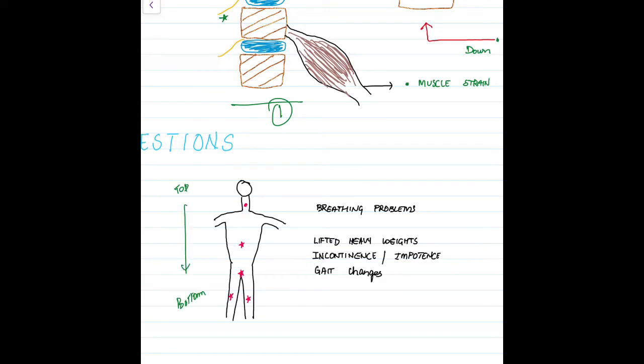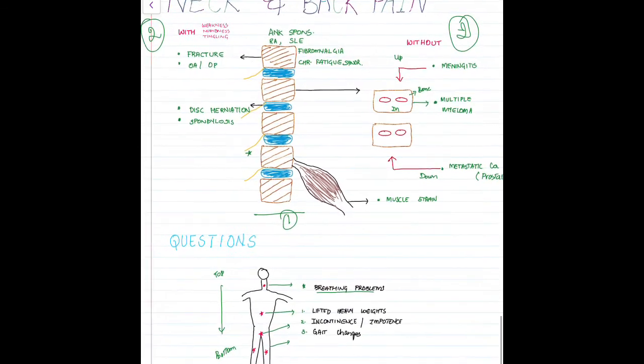Suppose it's neck pain, then breathing problems also come. Suppose the patient is presenting with back pain, then think about the back. Have you lifted any heavy weights? Then go down. Do you have any incontinence or impotence problems? Then, has it affected your gait? Have you noticed any changes in the way you walk? If there is neck pain, then start from the top. Do you have any breathing problems? That's it. This sums up neck and back pain for us.